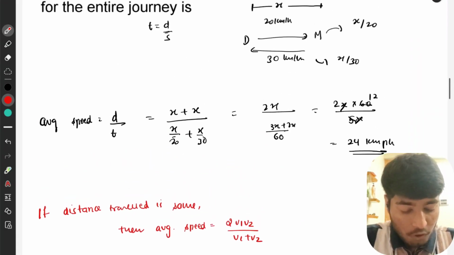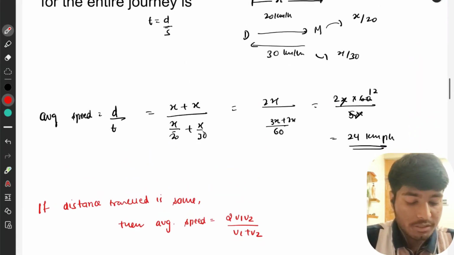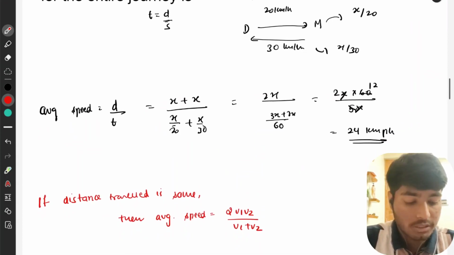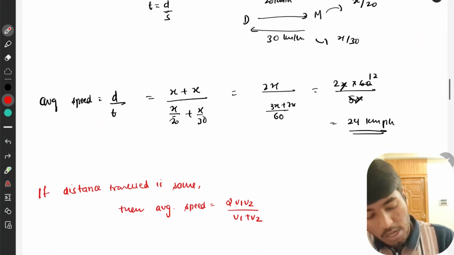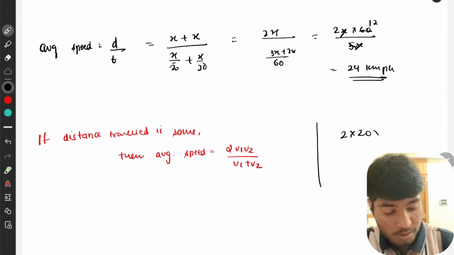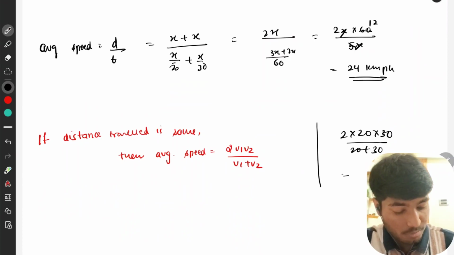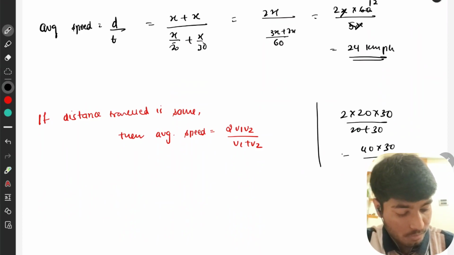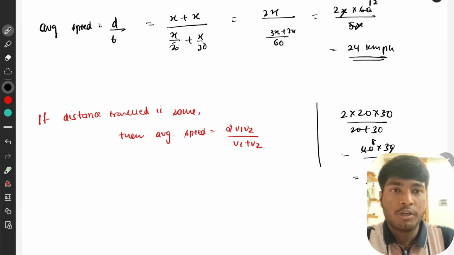What is v1? What is the first velocity in this question? The first velocity is 20 km per hour. What is the second velocity? The second velocity is 30 km per hour. Simply apply the formula: 2 into 20 into 30 upon 20 plus 30. Just solve this. You will get 40 into 30 upon 50. 0 gets cancelled. This is 8. 8 threes are 24. Got it?